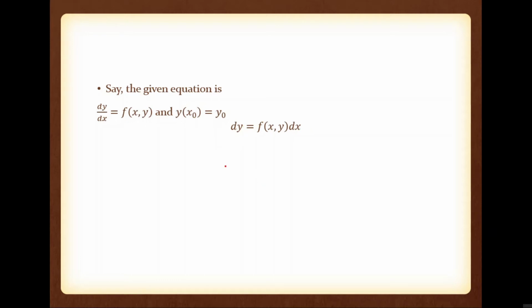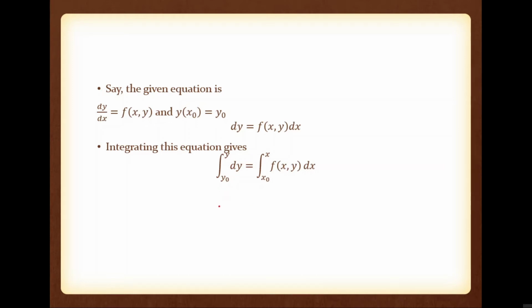So please note, integrating this equation gives an integral. We have only one initial condition: corresponding to x0, the value of y is y0. So we integrate the function from the initial value to the current value. The current value is variable, that is y corresponding to x. So integrating dy from y0 to y is equal to integrating f of x comma y dx from x0 to x.